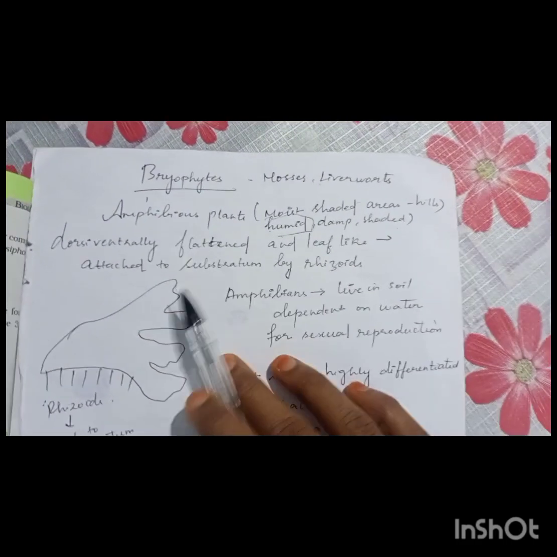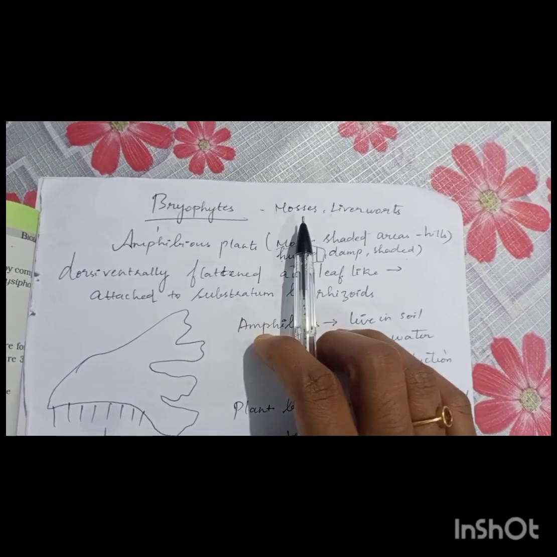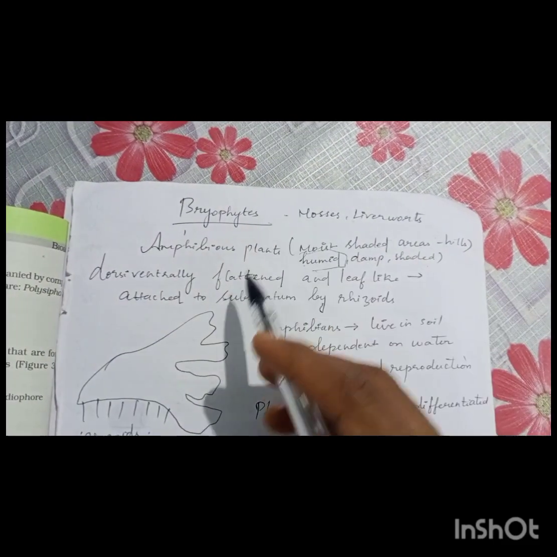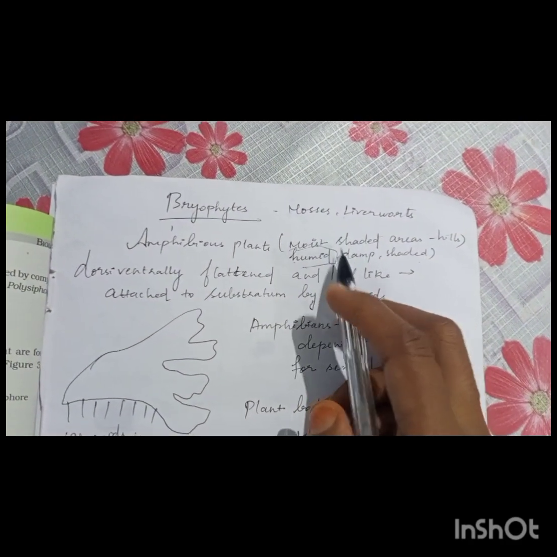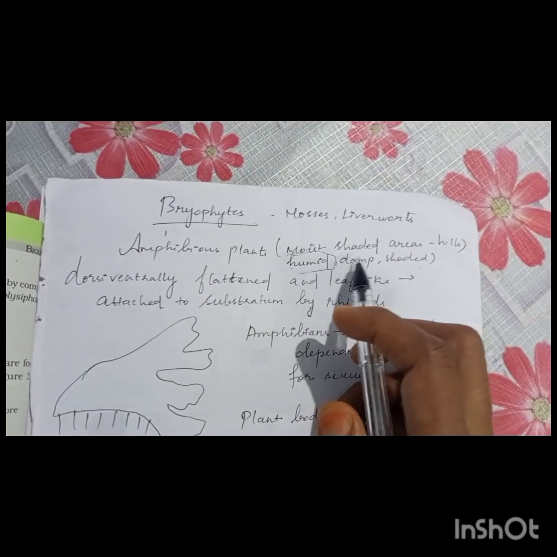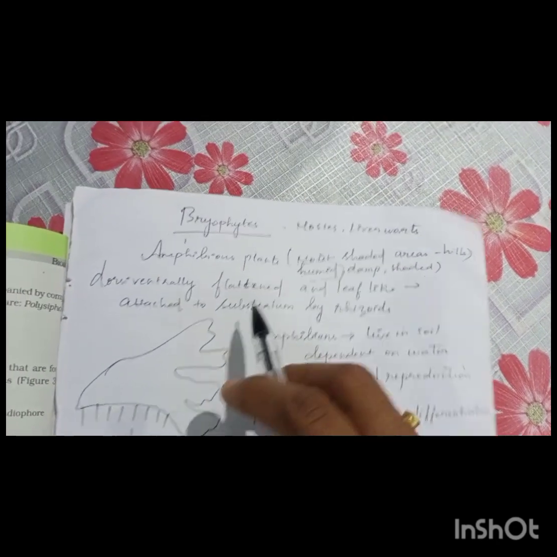Today let's see about the amphibians of the plant kingdom, that is bryophytes. It is broadly divided into moss and liverworts. Bryophytes live in areas that are rich in water content. They are found in moist shaded areas, hills, humid damp places.